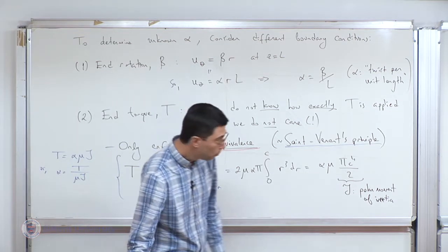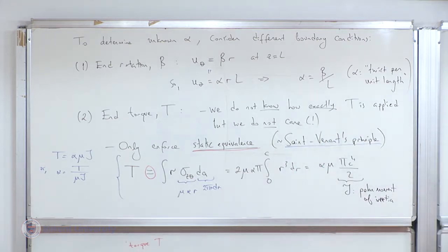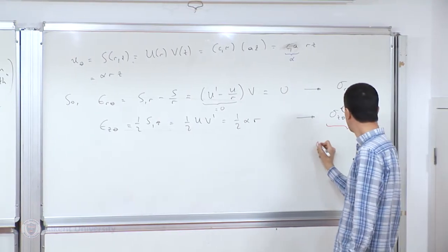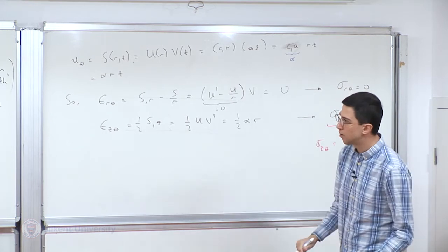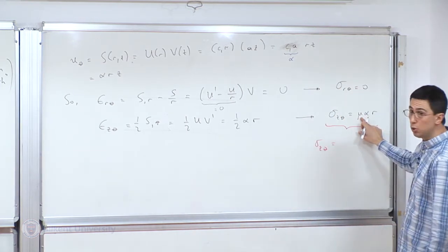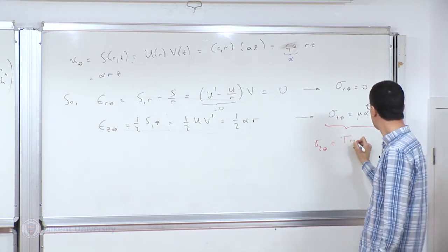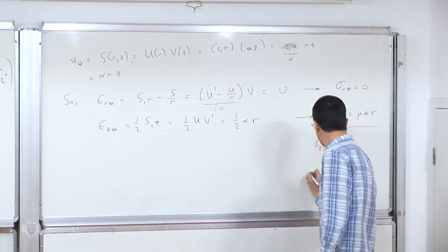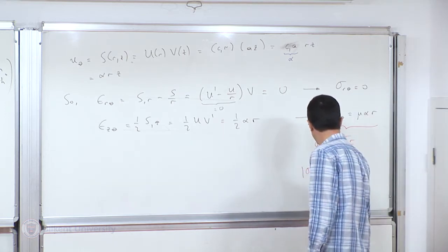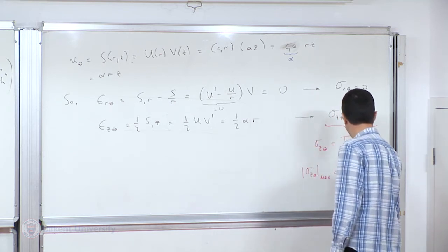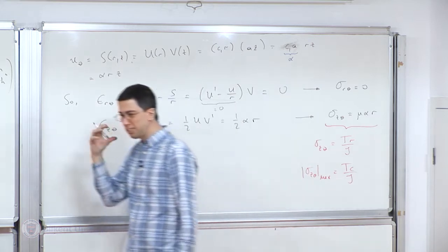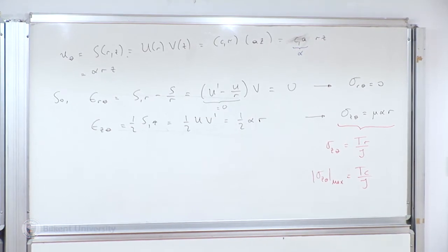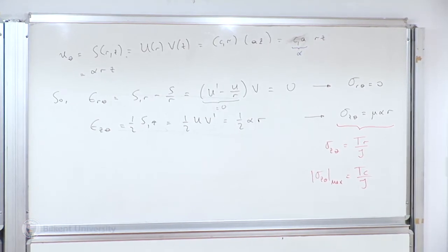So now, if you like, we can go back to this equation, sigma z theta. And now I know what alpha is, and I can plug in the value of alpha, which is T over mu J. The mu's cancel, so I have TR over J. Right? And sigma z theta maximum is equal to TC over J. And that TC over J will probably immediately ring a bell because it's an equation that you used many, many times in our first mechanics course. Okay. So there you go.